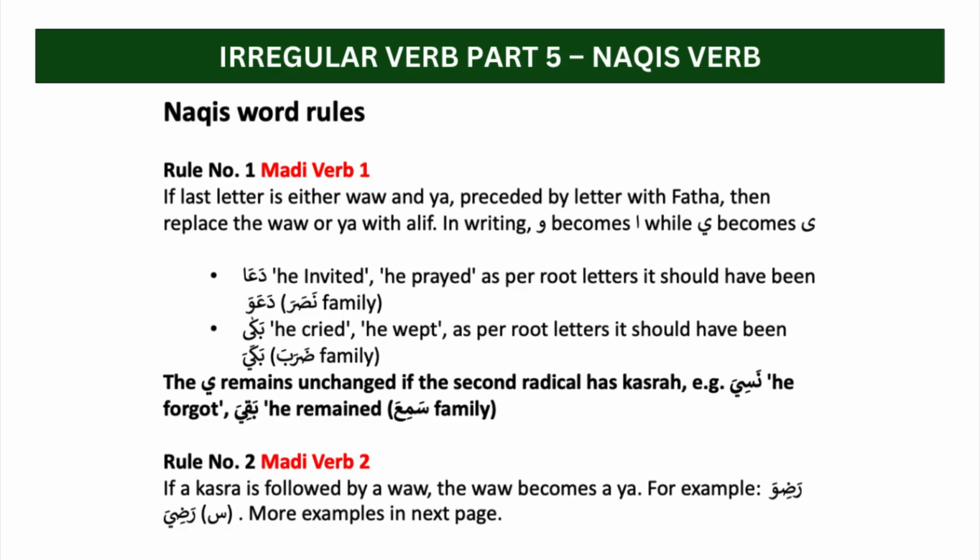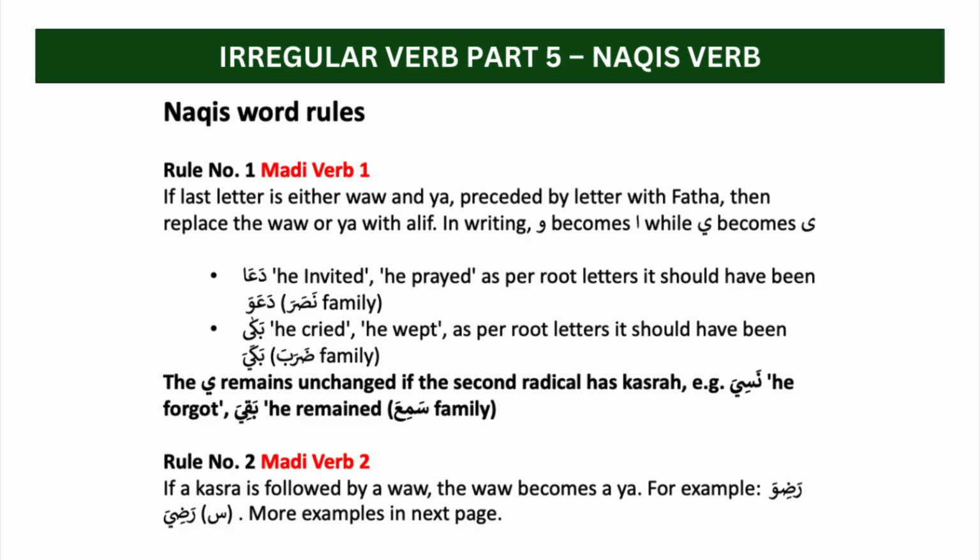So the rule is simple. After fatha, the final weak letter often becomes alif. But if the pattern is strongly tied to kasra before the ya, then the ya may remain. Now we come to rule number 2, Madi verb 2. This rule says, if a kasra is followed by a waw, the waw changes into a ya. Again, this is a sound change for ease.